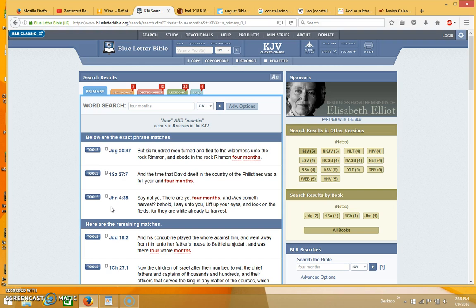So that might explain why all those Bible codes were coming up for the month of April, and that the fields were white and ready to harvest, but the actual harvest of the end of the age may be that it's four months later.